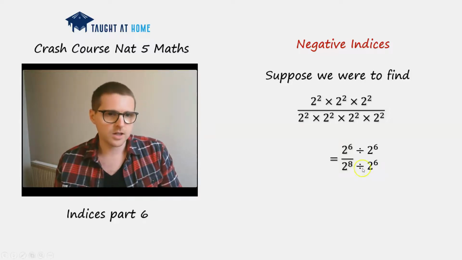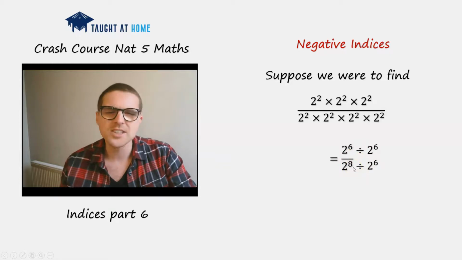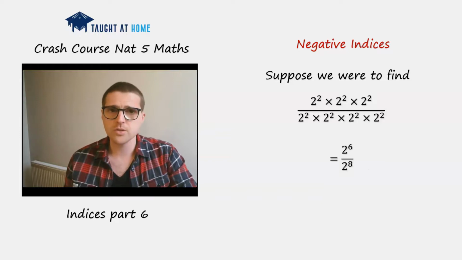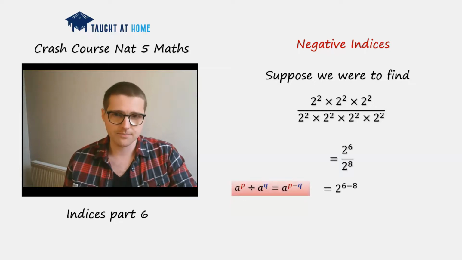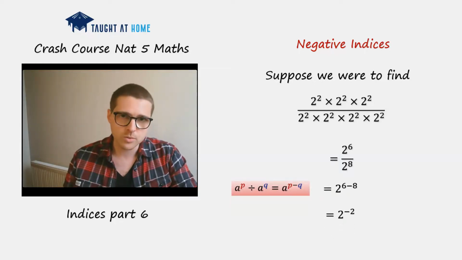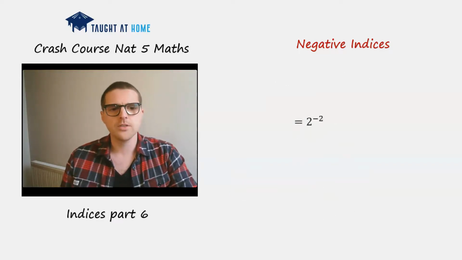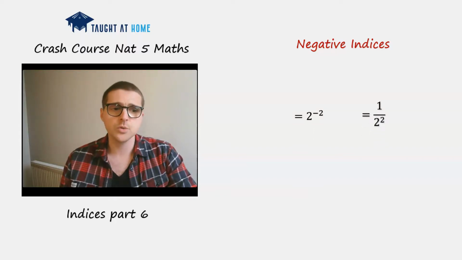So we're dividing top and bottom by the same number here, which effectively means we're dividing this by 1, and we're simplifying it, we're factoring out the 2 to the power of 6 here. And what we get is 1 divided by 2 squared. Now if we were to instead do it that way, using the laws of indices, you know that it would be 2 to the power of 6 minus 8, and we get 2 to the power of negative 2. So again, we've got two equivalents. We've got 2 to the negative 2 is equal to 1 divided by 2 to the positive 2.